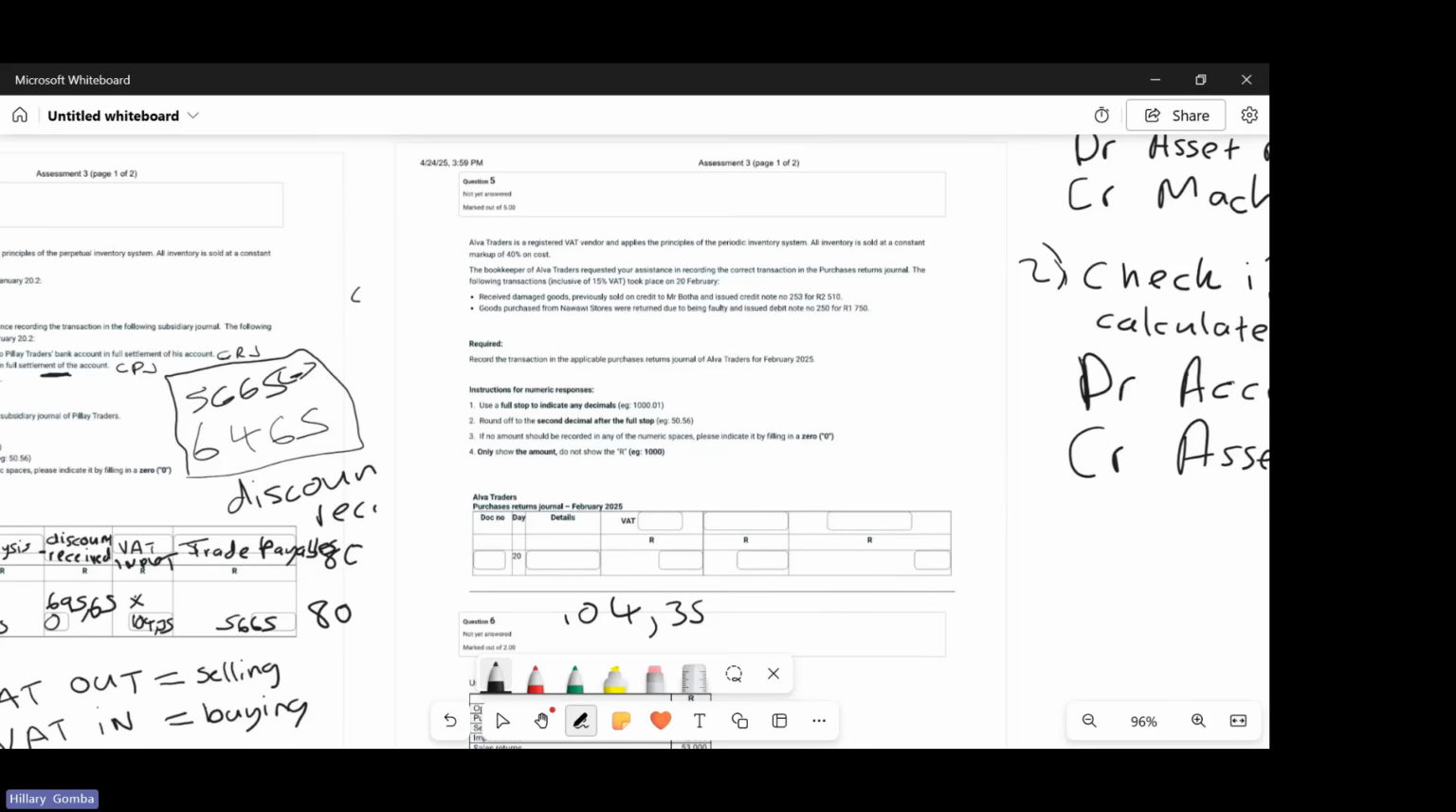Yesterday I explained to you the difference between a debit note and a credit note. And here they're asking us to record the purchases returns journal. Which one do you think is a purchases return from the additional information they gave us in these two transactions? Which one is a purchases return, where we are the ones that returned goods?